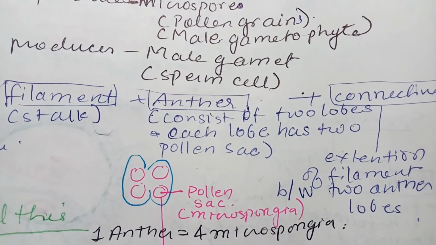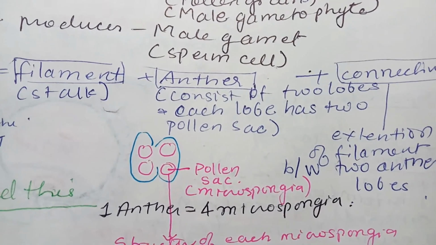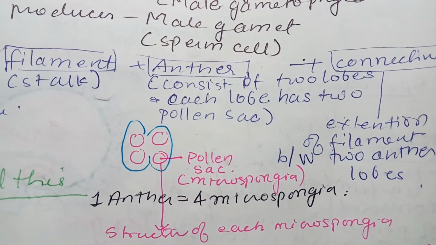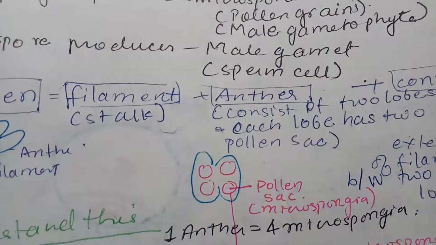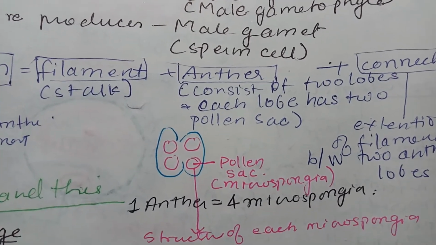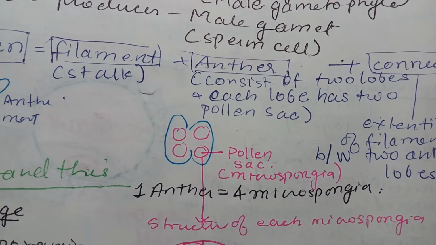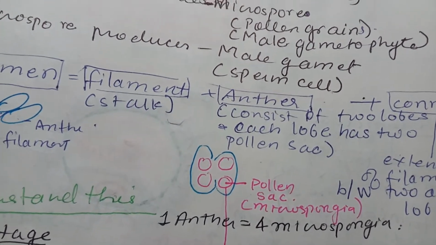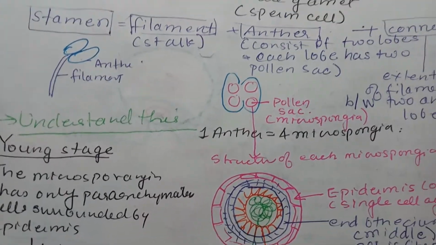And if you look at the anther, they consist of basically two lobes, and each of these two lobes has two sacs called pollen sacs, which are also called microsporangia. So you can say one anther consists of 4 microsporangia. Okay, now we will discuss the structure of microsporangia.